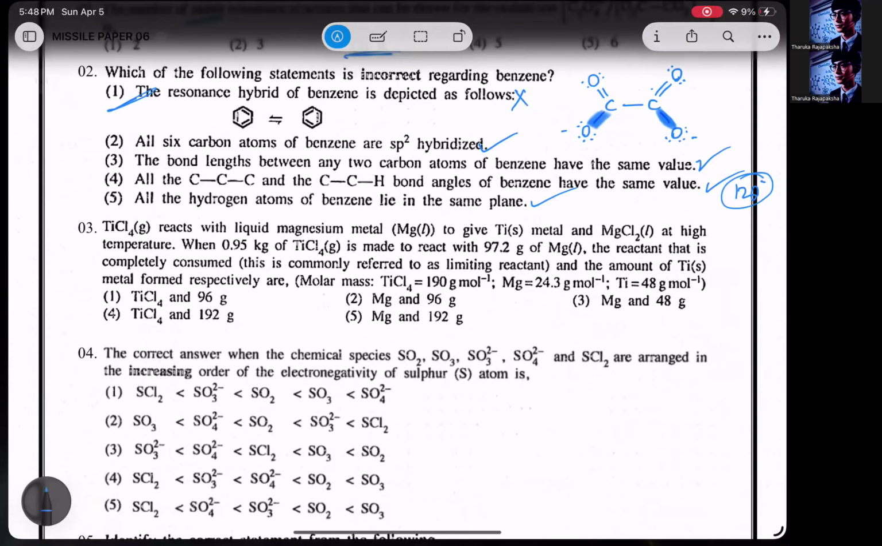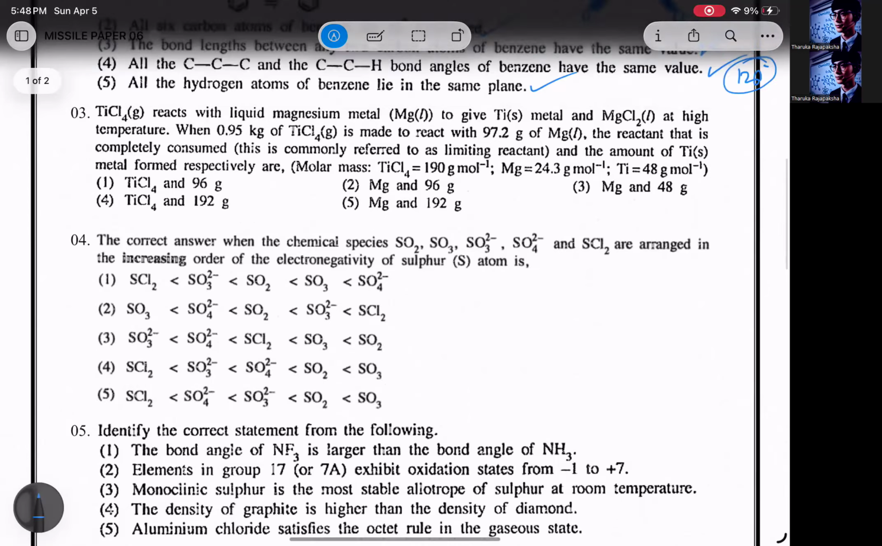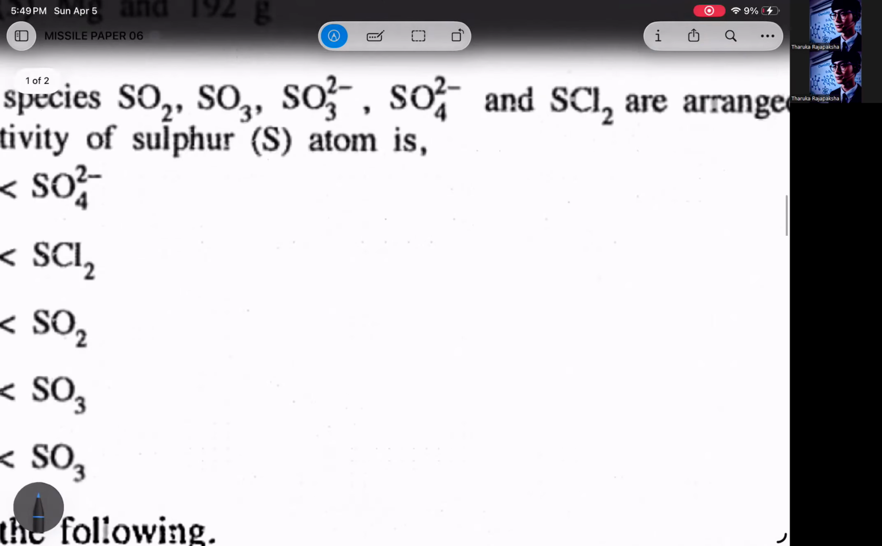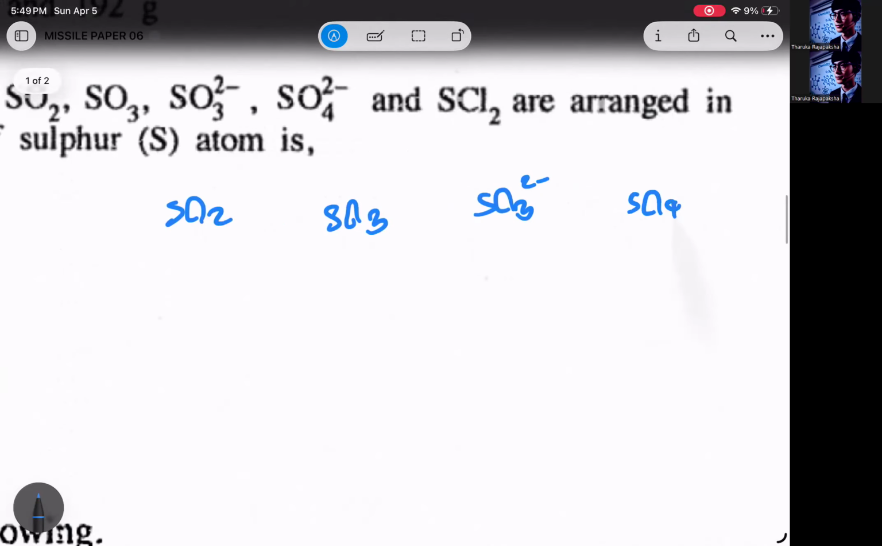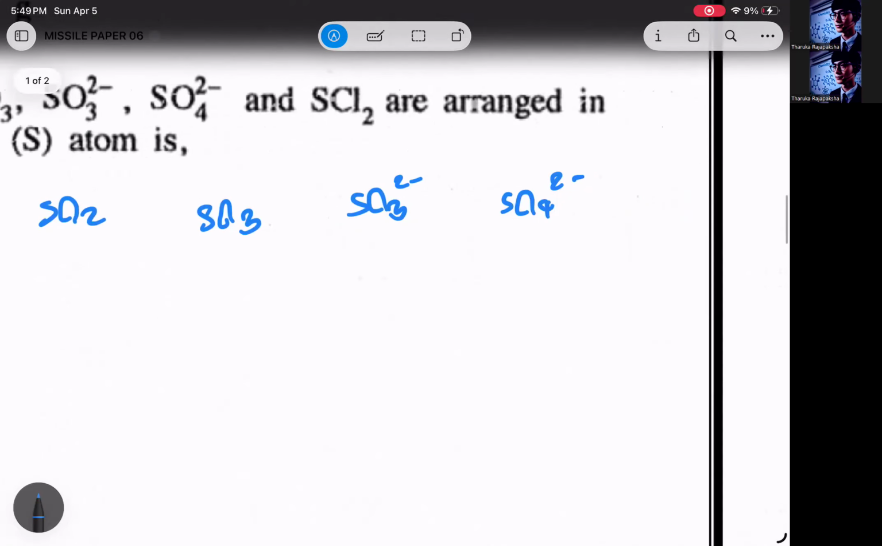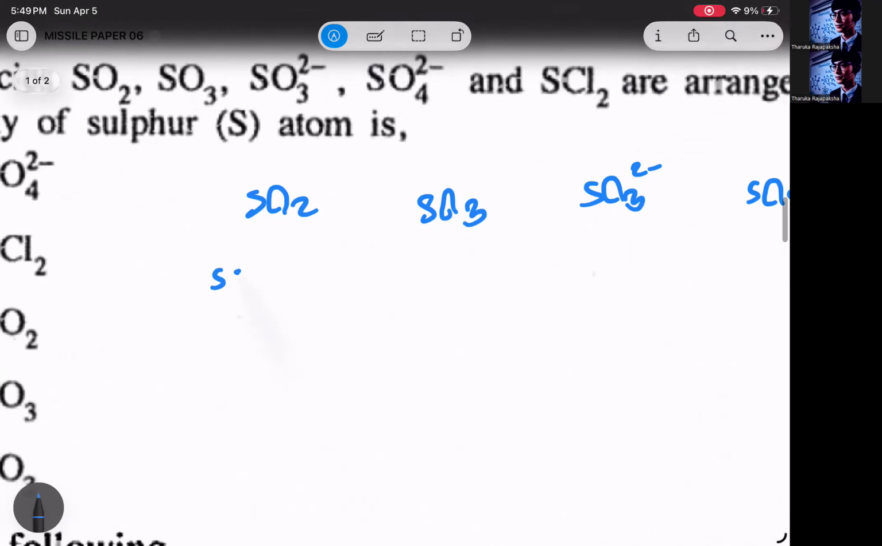Right. Then the fourth one. The correct answer when the chemical species SO2, SO3, SO3 2 minus, SO4 2 minus, and SCl2 are arranged in the increasing order of electronegativity of the sulfur atom. This is something which we learn under periodic variations. If we draw the Lewis structures of each, it would be easier.